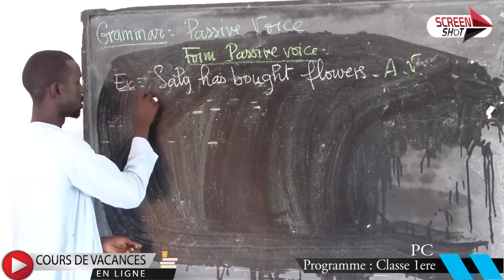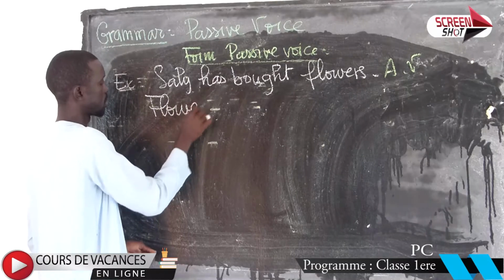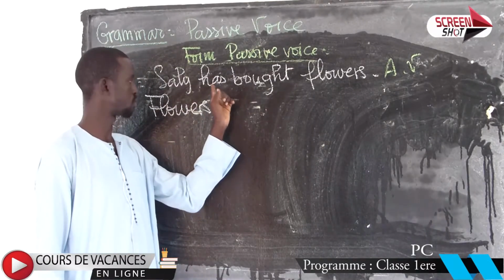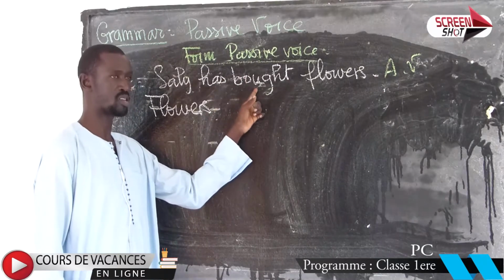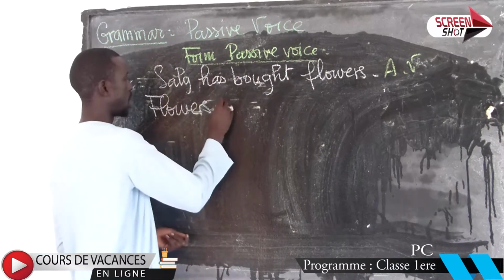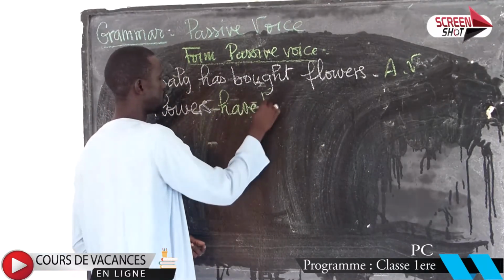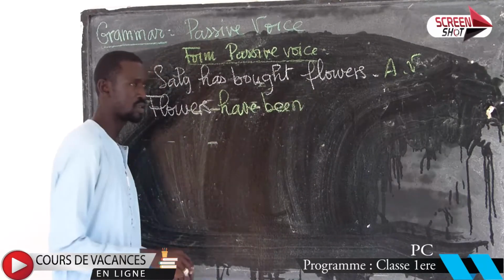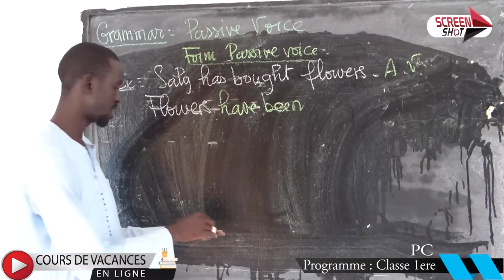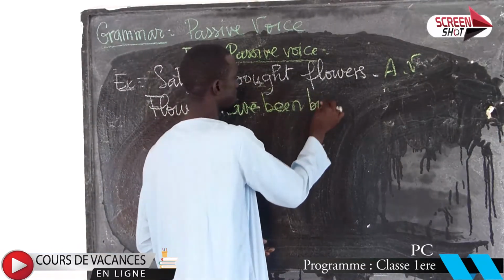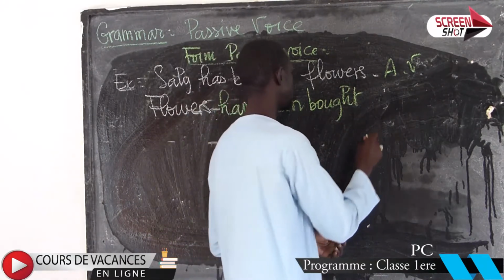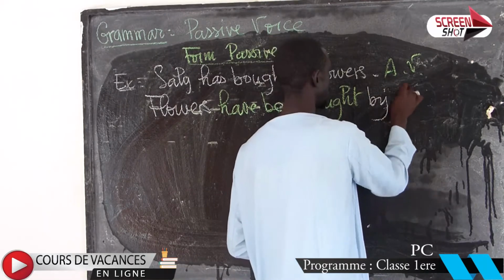So we can have here flowers, to be in the same tense. Here we have present perfect. Present perfect is to have in present simple and the past participle. So to be in present perfect, it will be flowers have been, and the past participle. To buy, the past participle is bought. We have: flowers have been bought by Sally.